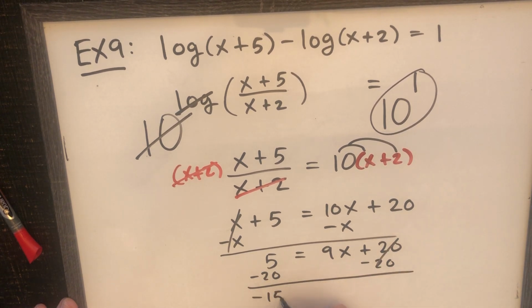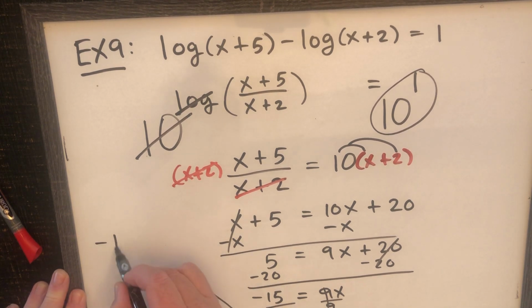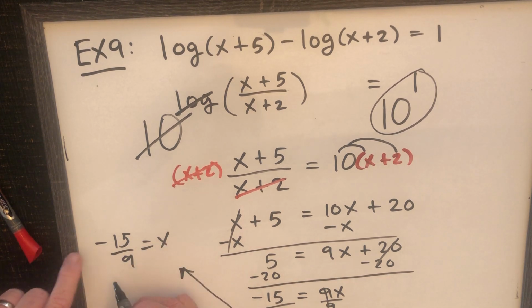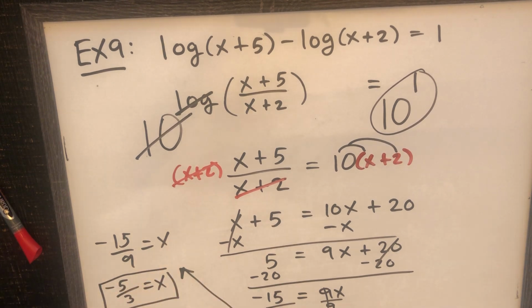So we're going to get negative 15 equals 9x. We're getting off the screen here. Yep, getting off the screen. Divide both sides by 9. Come up here where you can see it. And you're going to get negative 15 ninths. Now this can be simplified. These are both divisible by 3. So I want the simplified answer, negative 5/3.